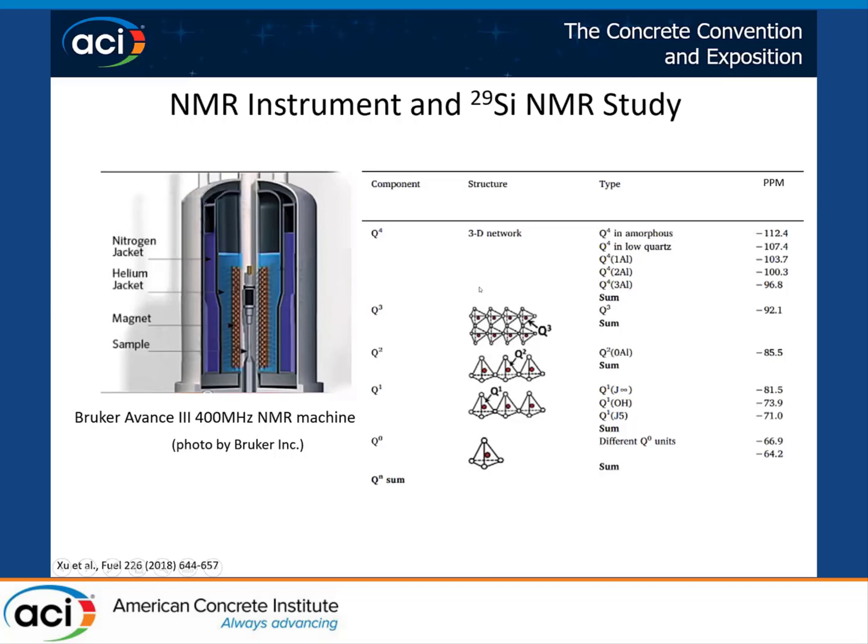So we can also use NMR to evaluate the reactivity of fly ash. For example, if in this fly ash Q4 and Q3 are more dominant, then it means the reactivity of this fly ash may not be very good.